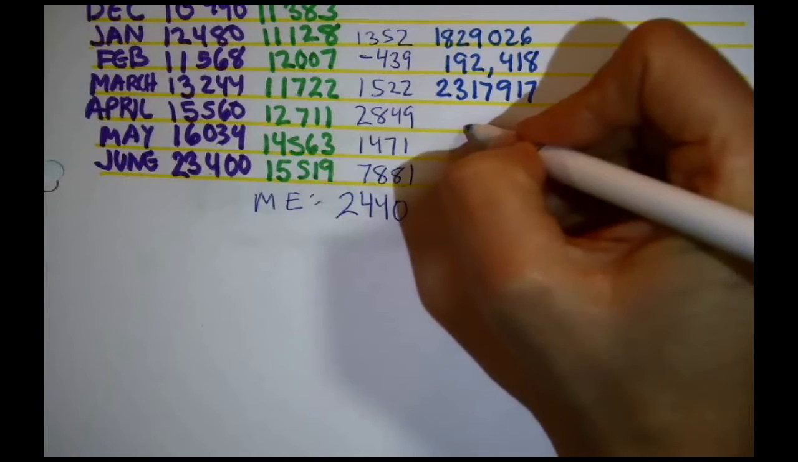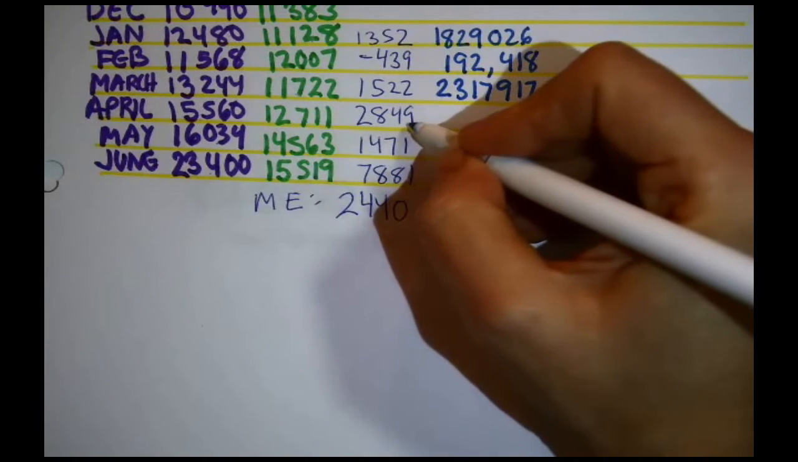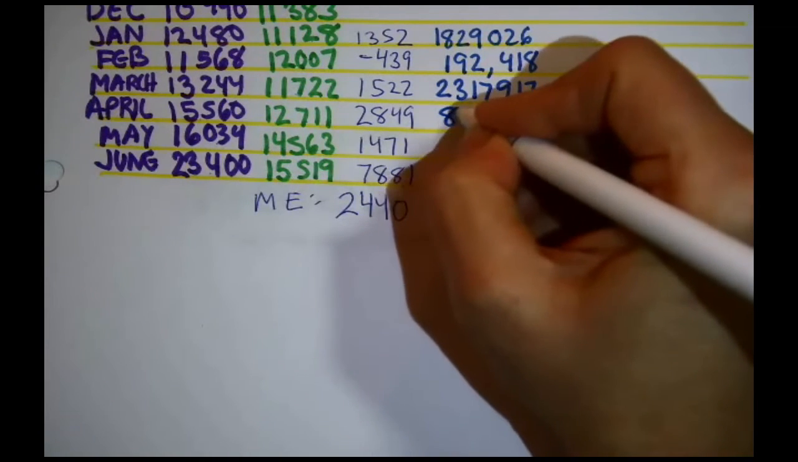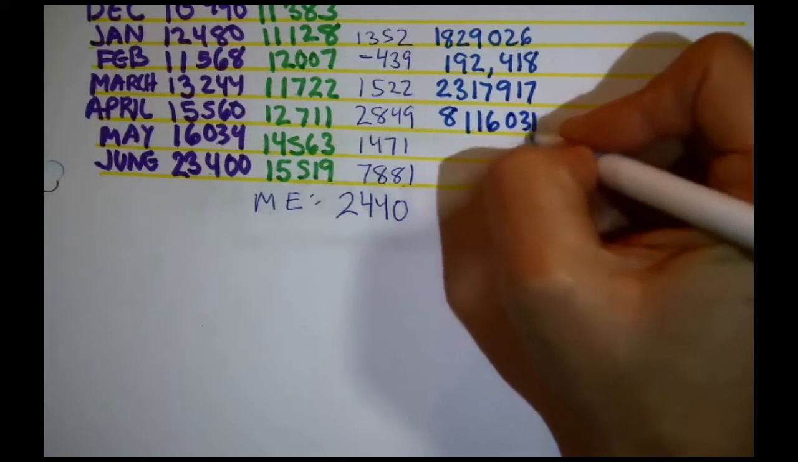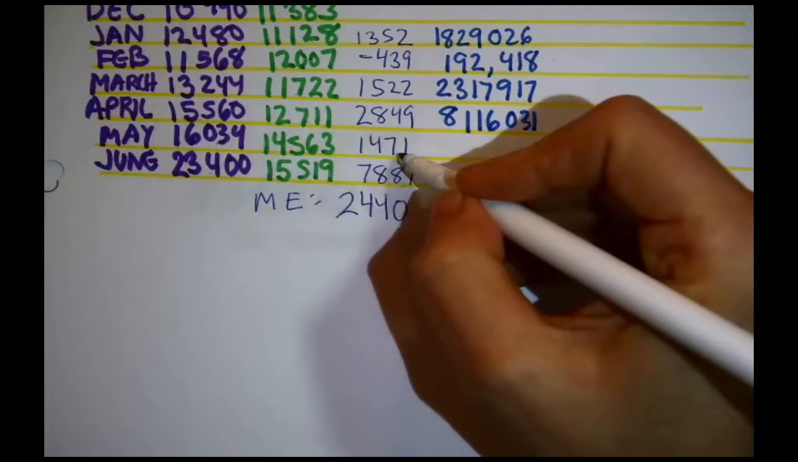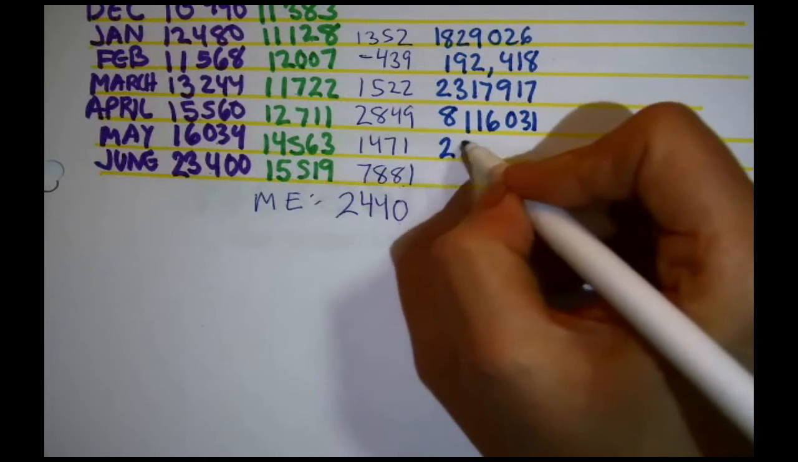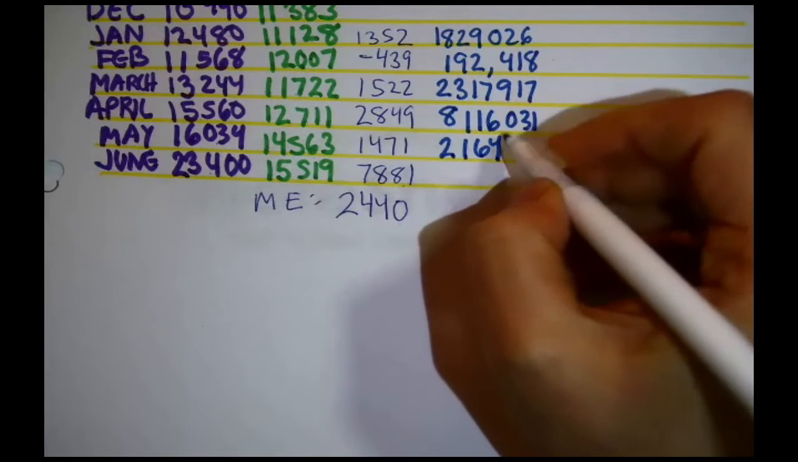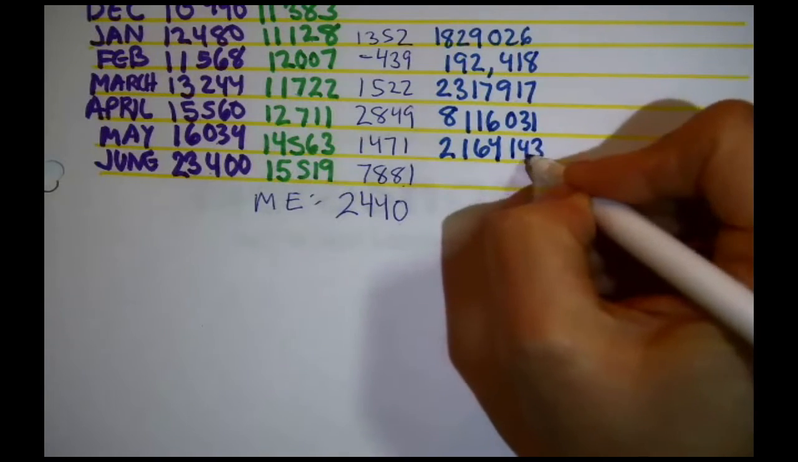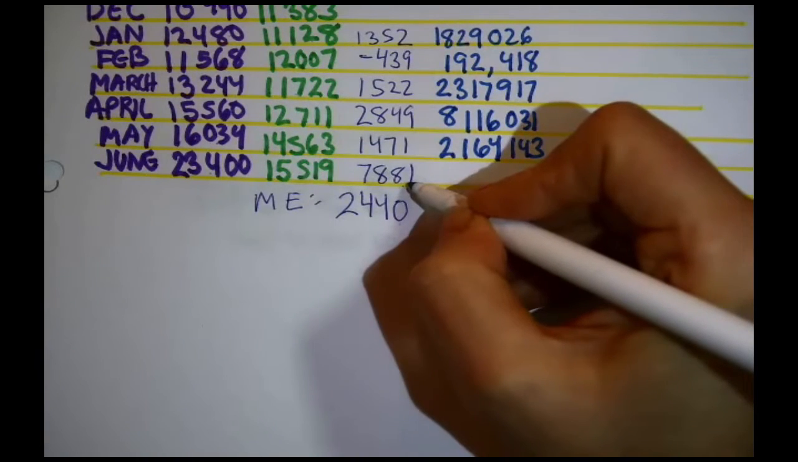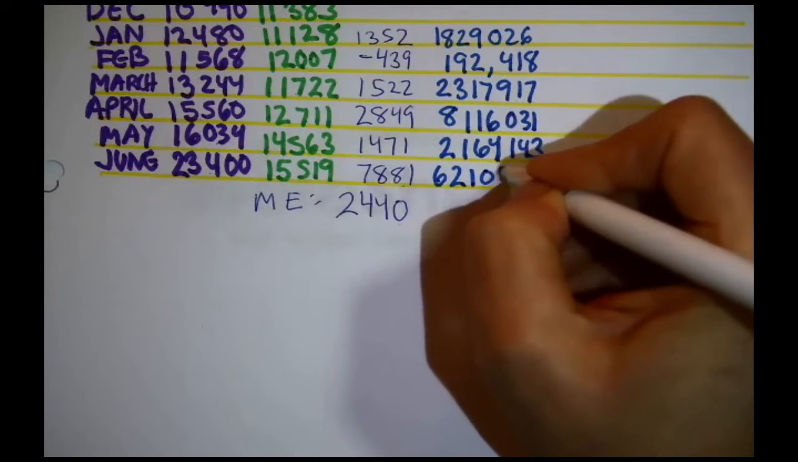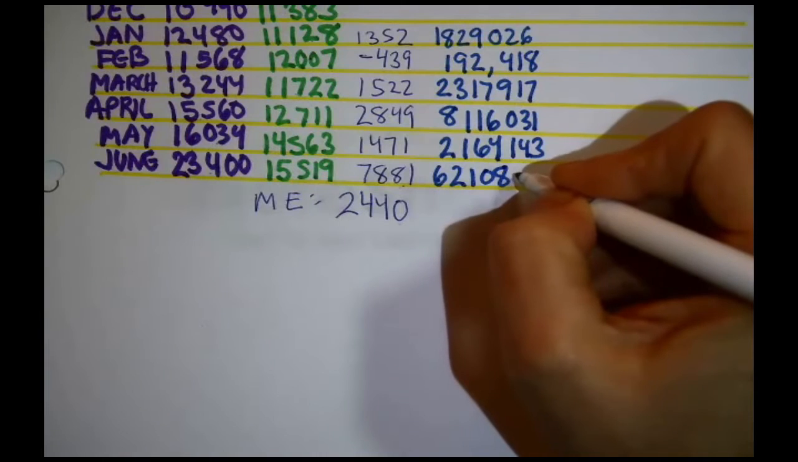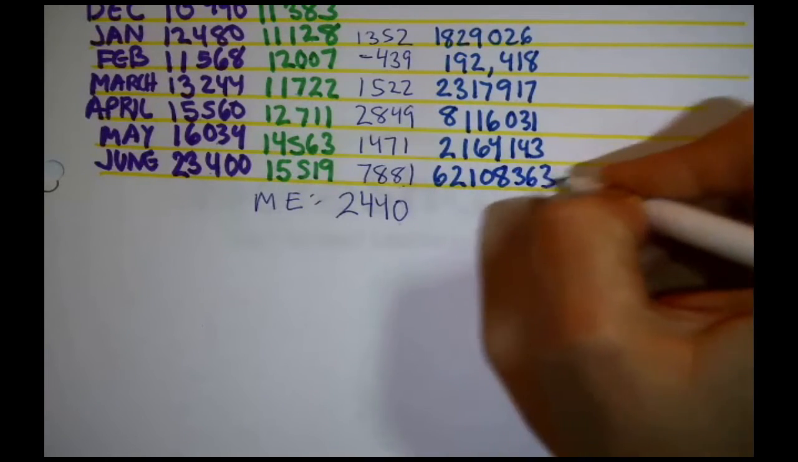Then for April, take this number and square it. I get 8,116,031. Then take this number and square it for May, and I get 2,164,143. Take this number for June, 7,881, and square it, and it explodes. 62,108,363.